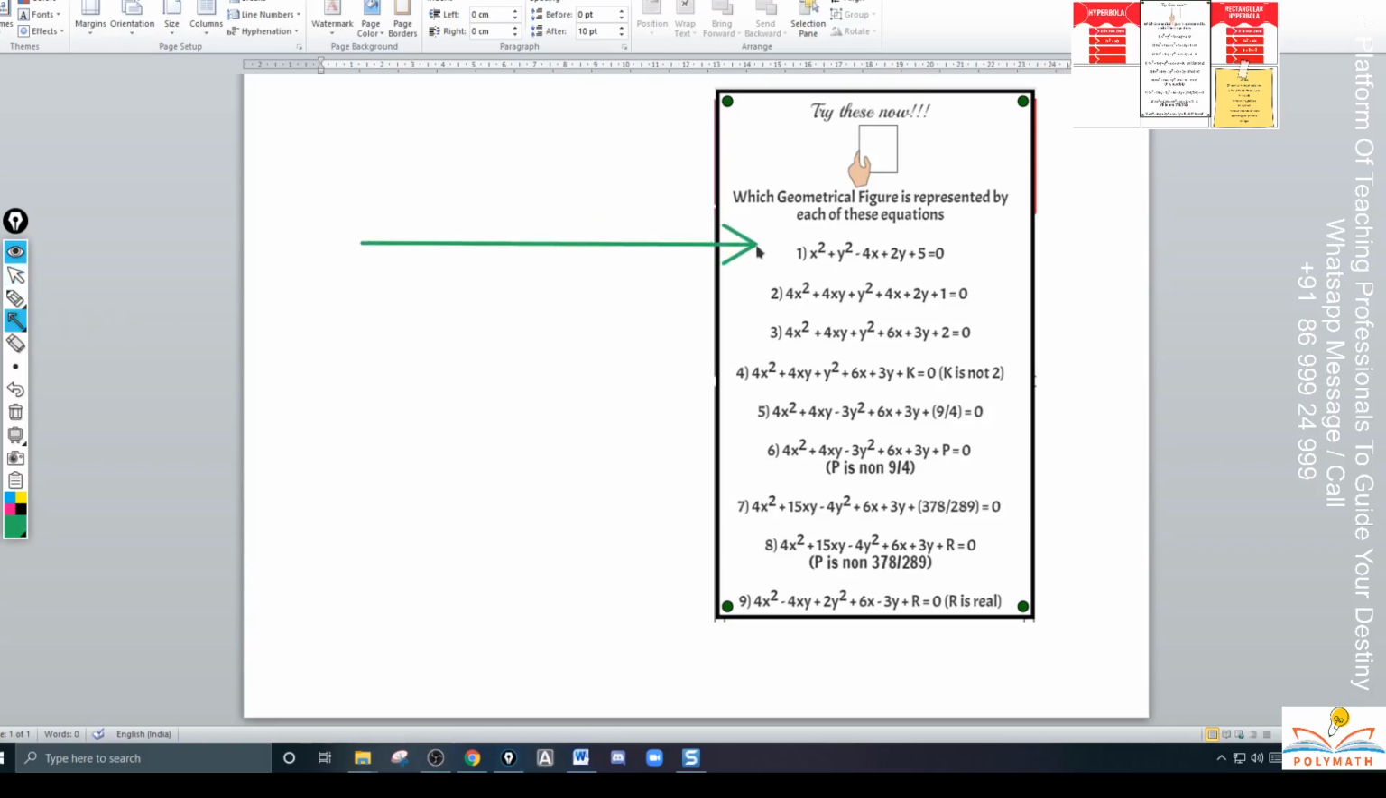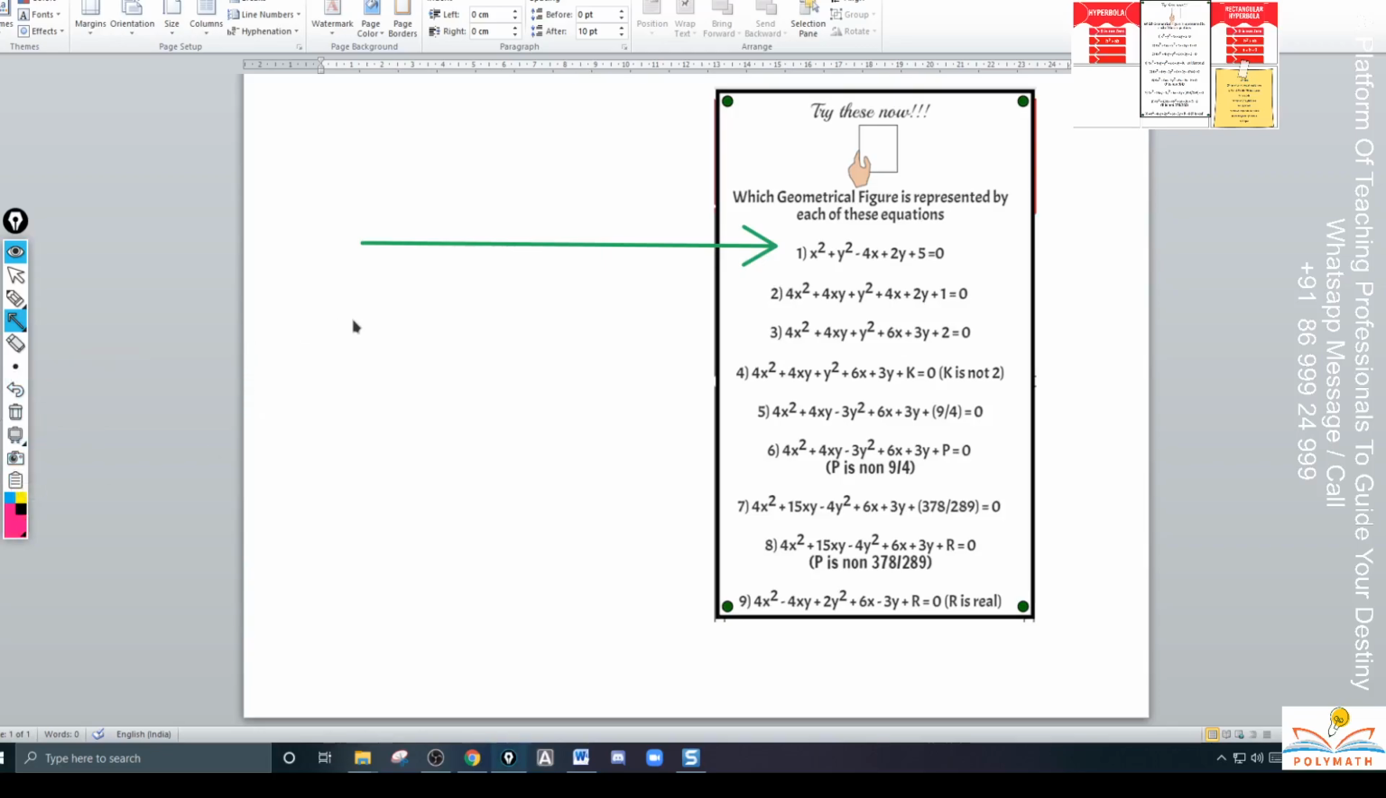x square plus y square minus 4x plus 2y plus 5 equal to 0. See this carefully. It is x square minus 4x plus 4, that is x minus 2 whole square. It is y square plus 2y plus 1, y plus 1 whole square, equal to 0. That is x minus 2 whole square plus y plus 1 whole square equal to 0. It is nothing but (2, minus 1). I made the point circle. Point is (2, minus 1). So it is a point.